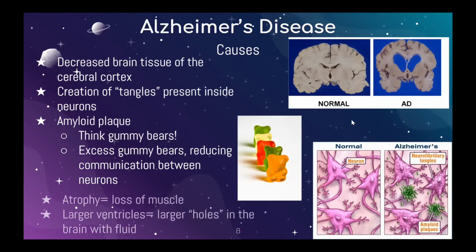We can also see a picture here of the tangles present in an Alzheimer's patient versus a normal patient with our green plaques here. We also mentioned that there's something called atrophy, which is the loss of muscle and brain tissue, which is present in Alzheimer's disease. And we have large holes in our brain with fluid, which are also shown in that picture on our right.